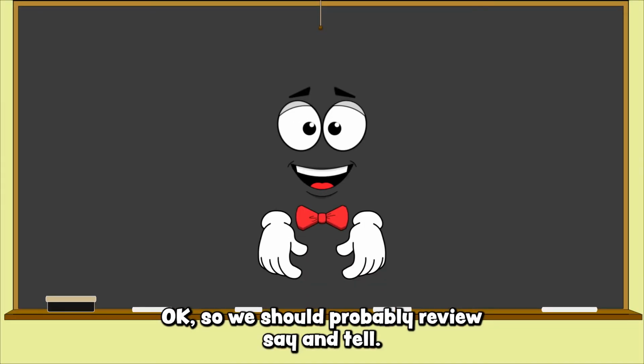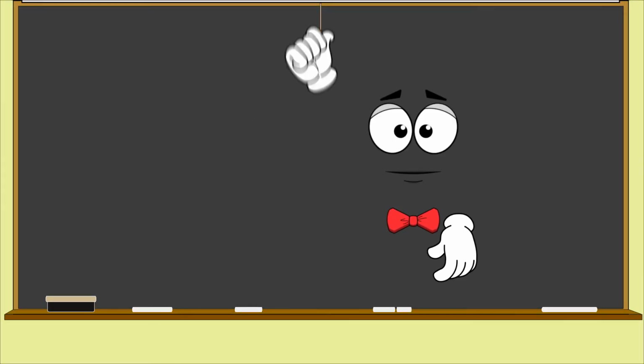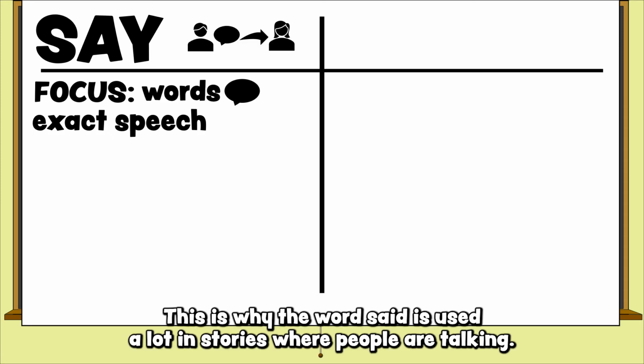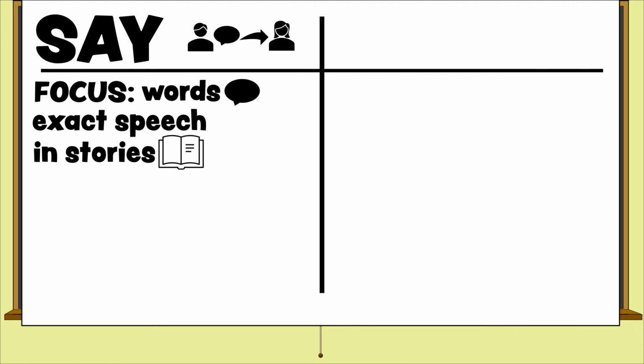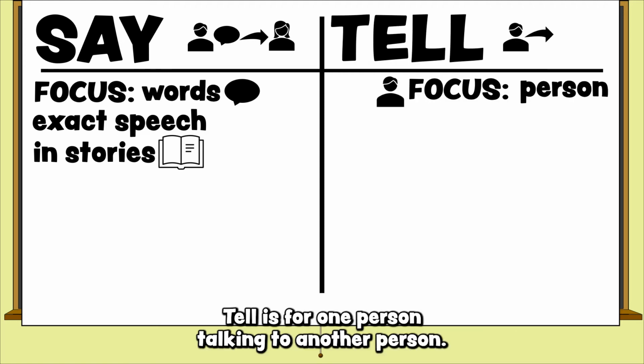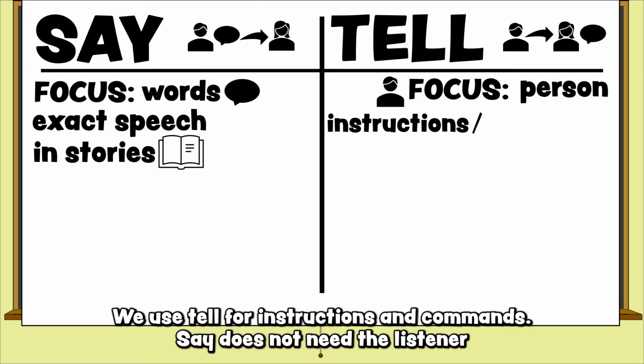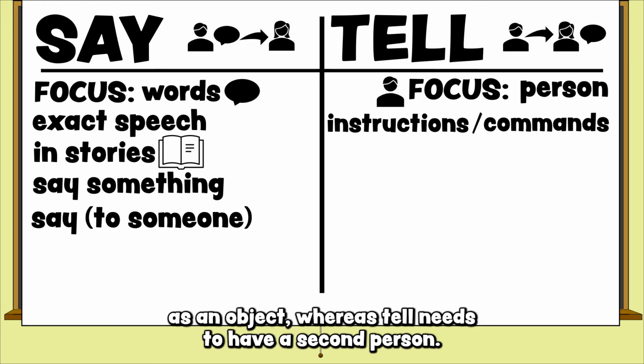Okay, so we should probably review say and tell. Say is for reporting exactly what was said. This is why the word said is used a lot in stories where people are talking. Tell is for one person talking to another person. We use tell for instructions and commands. Say does not need the listener as an object, whereas tell needs to have a second person.